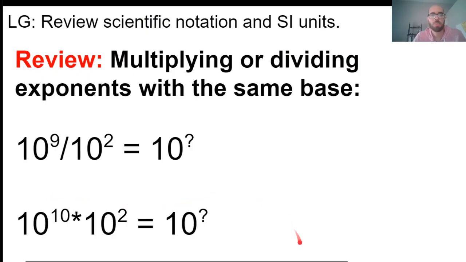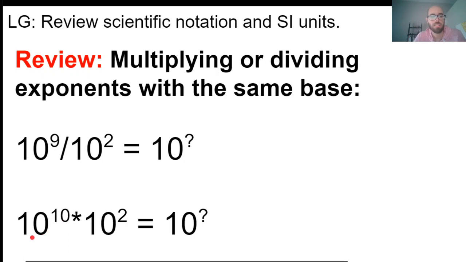Okay, let's review something a little bit more advanced. So you may remember this from your math class. How do you multiply or divide numbers that have the same base but different exponents? How do we divide these? The rule for dividing numbers with the same base that have exponents on them is to subtract the exponents. If you're multiplying two numbers with the same base, you will add the exponents.